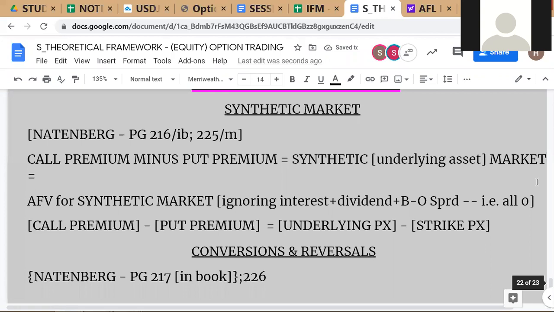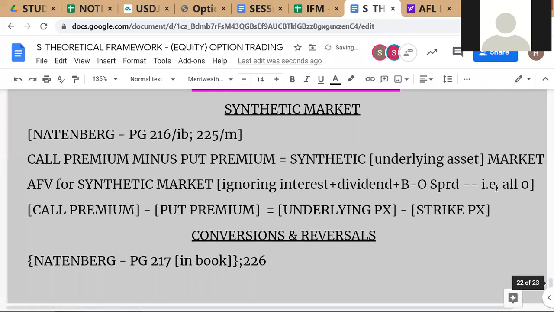I'll just remove this equal to, all right? So I'm pulling this on the LHS. Okay, so call premium minus put premium. Now you understand why the LHS is call premium minus put premium, because the LHS is showing you the net cost of creating a synthetic long position.